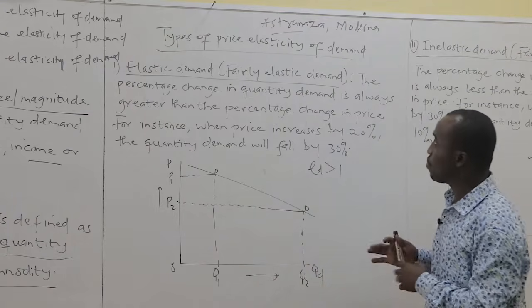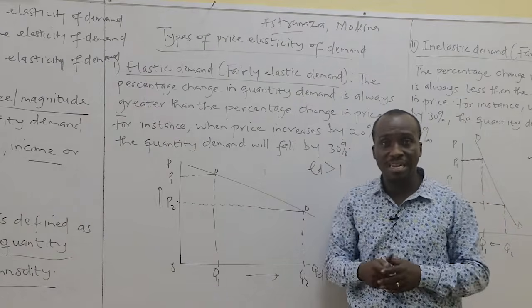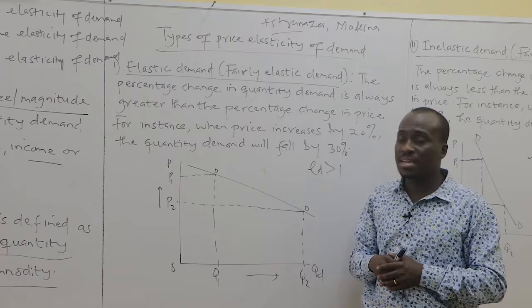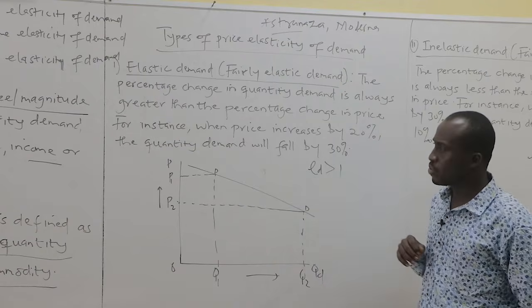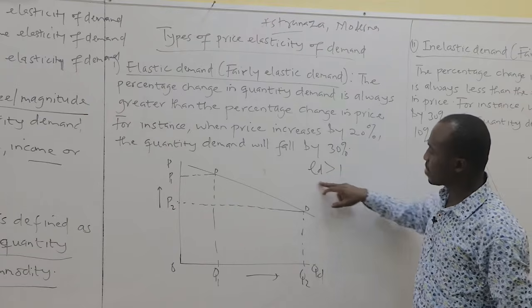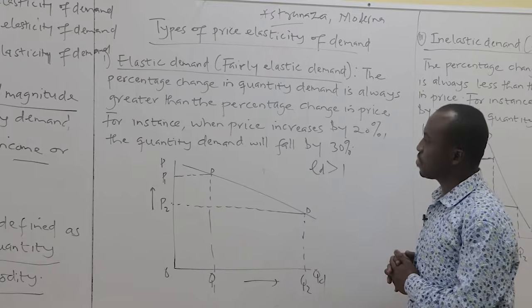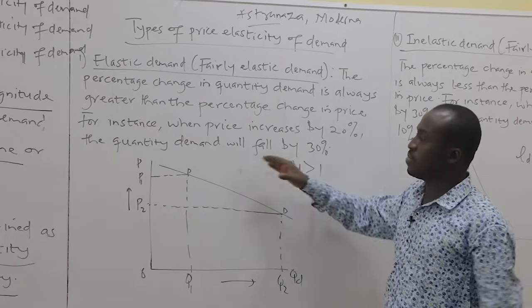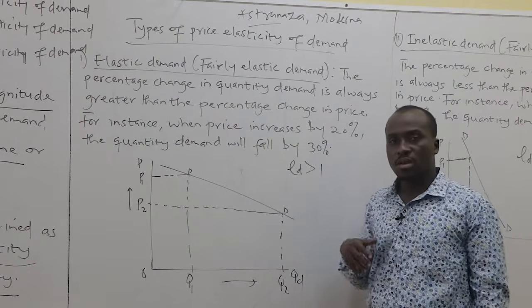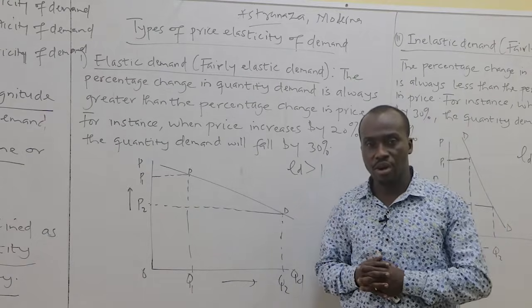And I gave you an example of using Moderna and AstraZeneca as vaccines for COVID-19. And also, let's look at the diagram too. With elastic demand, the elasticity is always greater than 1. For instance, when the price increases by 20%, the quantity demanded will fall by 30%. That means the commodity is very sensitive to changes in price.